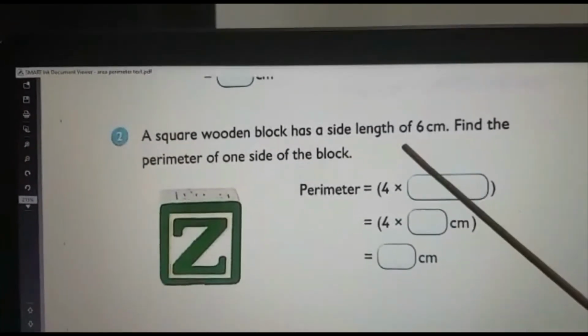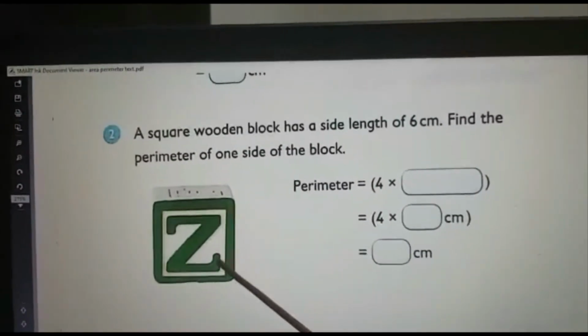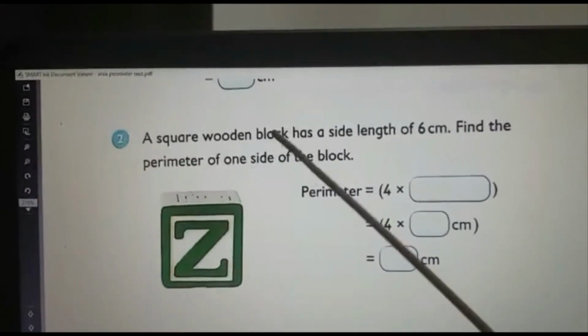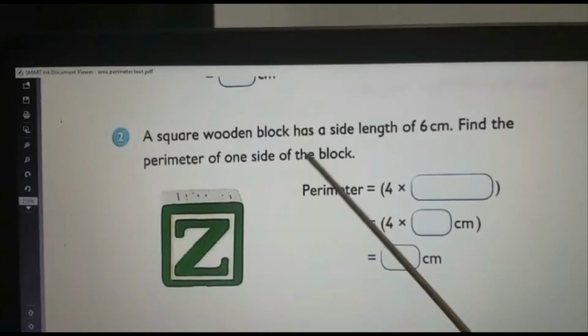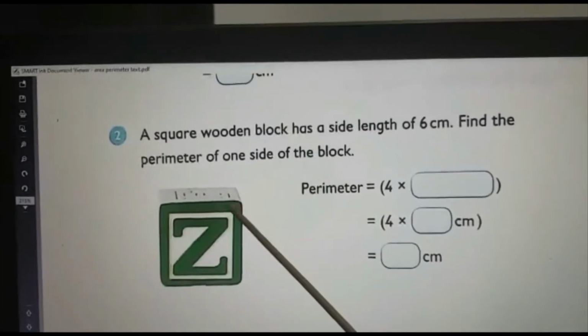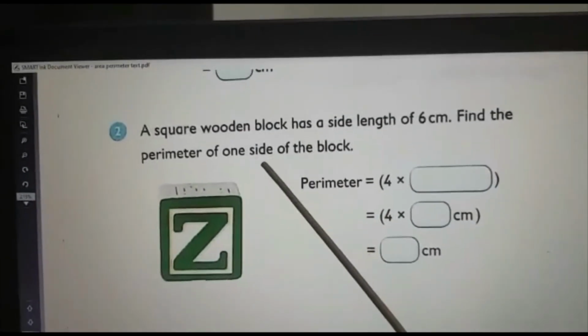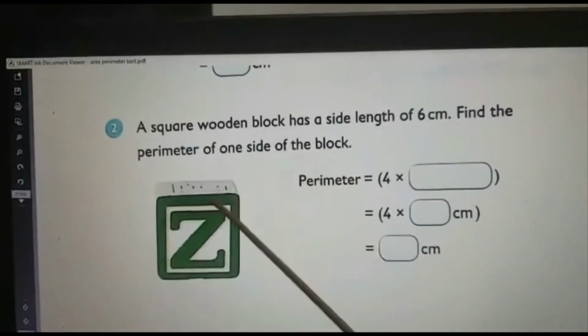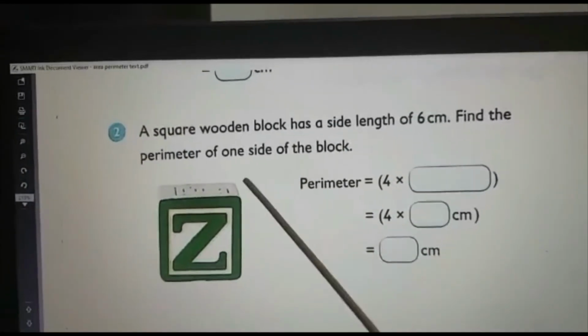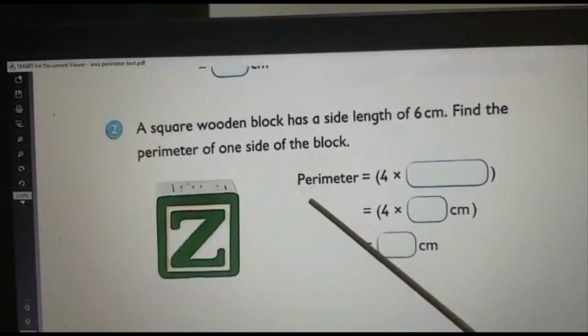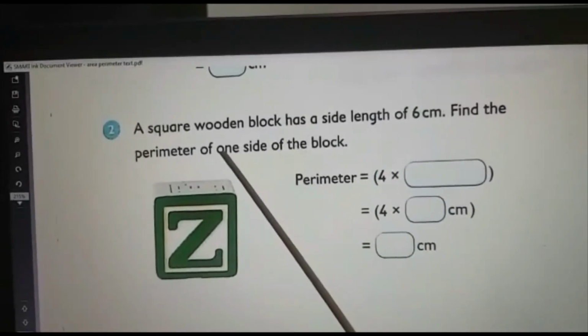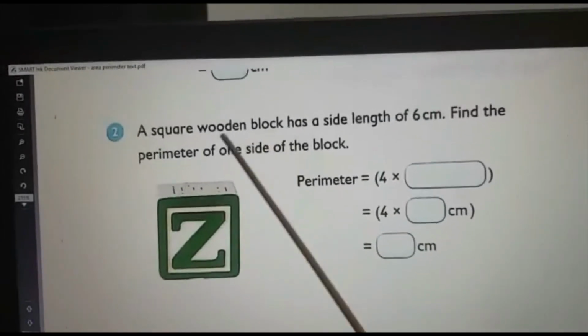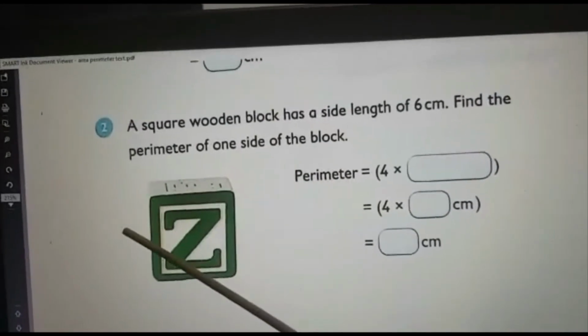Has a side of length 6 centimeter. So one side is given 6 centimeter. Find the perimeter of the block. Okay, no need to say one side of the block. Find the perimeter of the block. Length of one side is given. So what is the perimeter of the block? Okay, just strike this one side. Perimeter of the block. So what's perimeter?